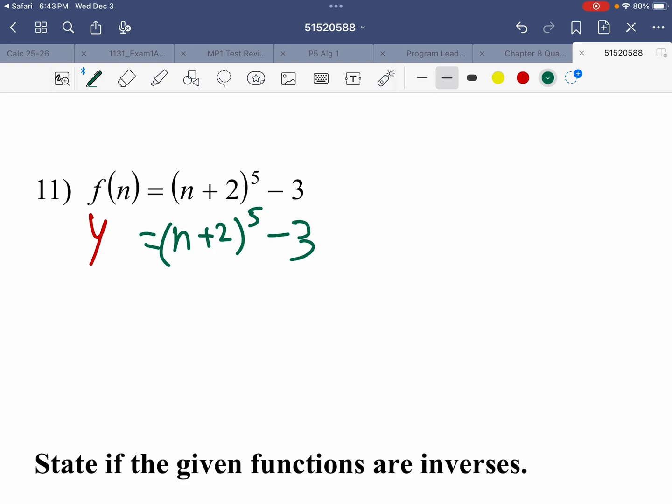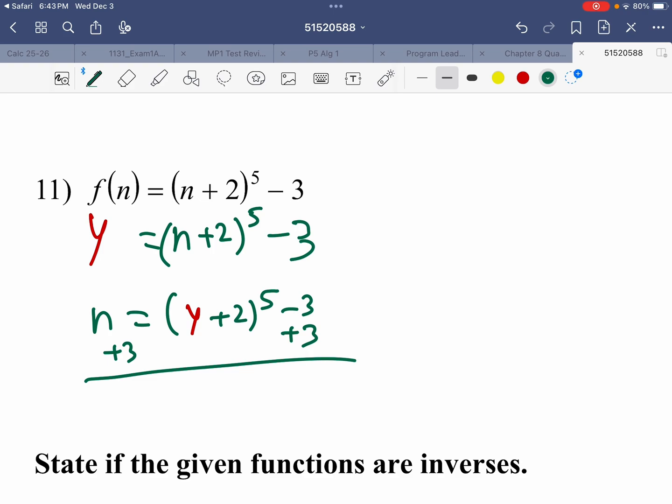After that, we interchange our input, which in this case is n, and the output y. So n equals y plus 2 to the 5th minus 3. Then I'm going to add 3 on both sides. n plus 3 is equal to y plus 2 to the 5th.